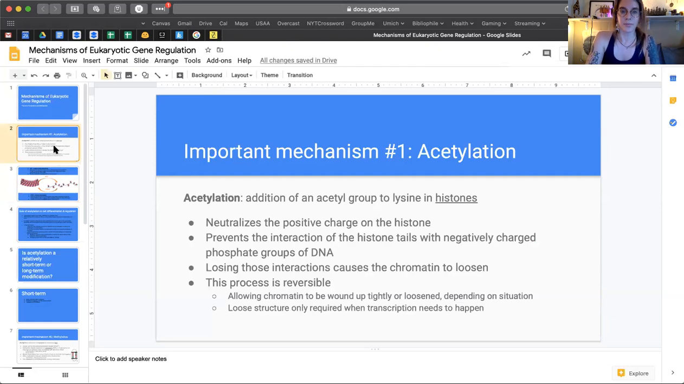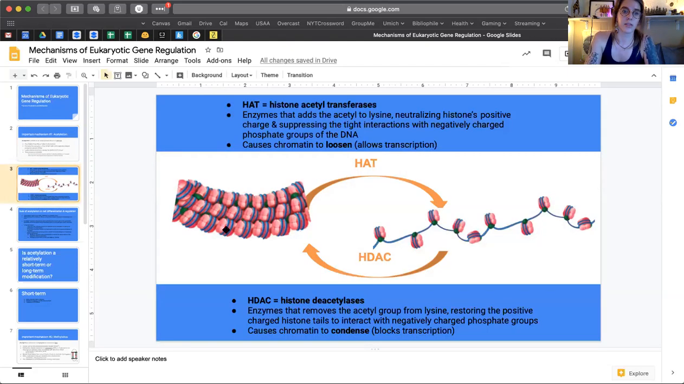And so why this is important is that histones are generally going to have a positive charge when they're not acetylated. And this is going to cause the histones to really want to interact strongly with the negatively charged phosphates on the DNA. So if we look here, this real tight packing is occurring because the histones want to maximize the amount of interaction that they're having with those negatively charged phosphates.